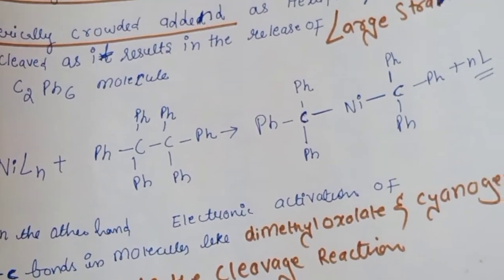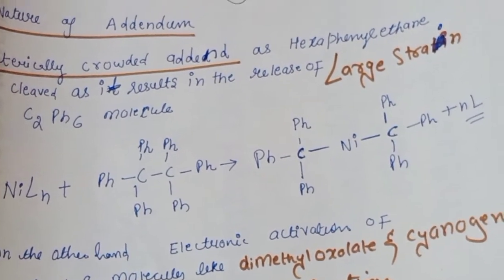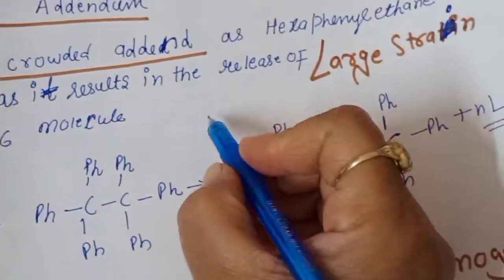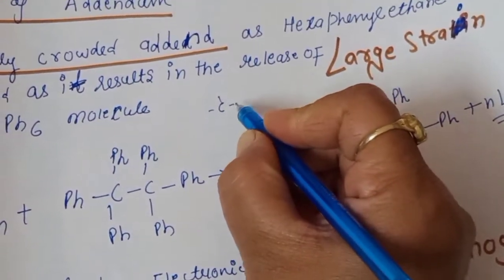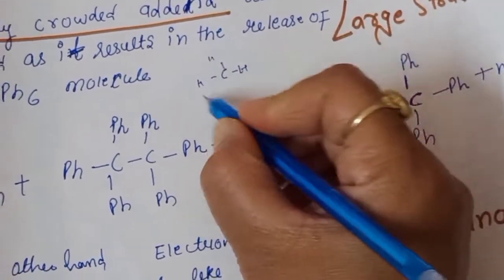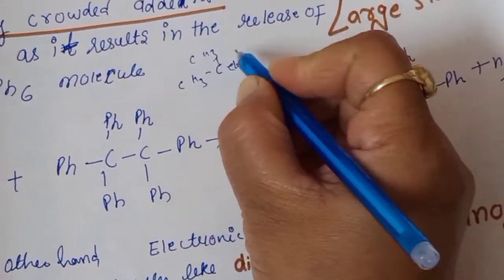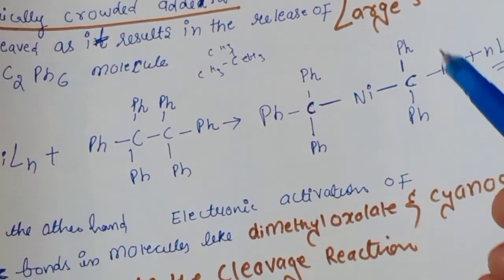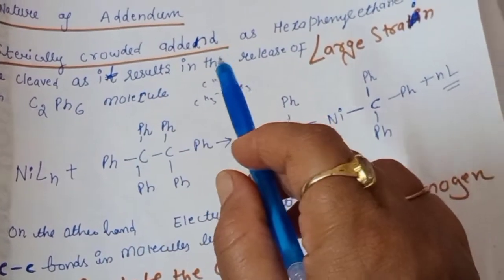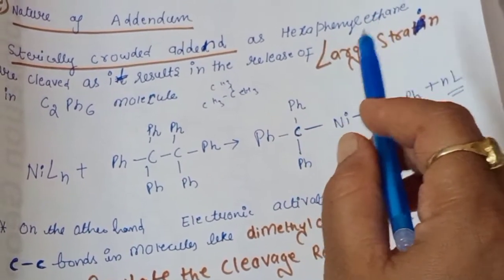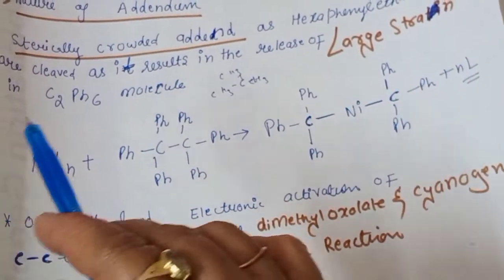As we know, steric hindrance, I hope you all already know, you can understand with the help of this CH3 and our tertiary butyl group. Which has more steric hindrance? This is our simple methyl group, and if it is CH3, then our tertiary butyl group is more sterically hindered. So this also affects our reaction. If we see a sterically crowded addend such as hexaphenylethane, it is cleaved, as it results in the release of large strain in our C2Ph6 molecule.